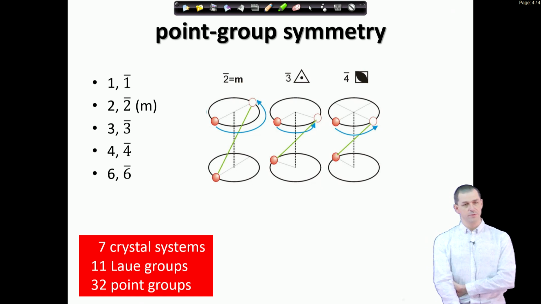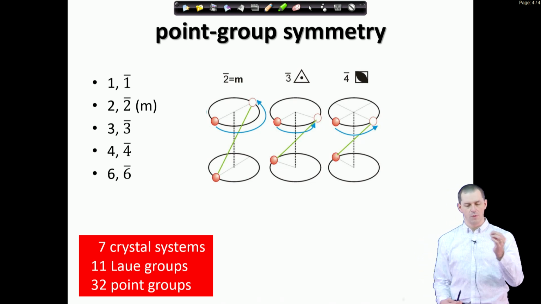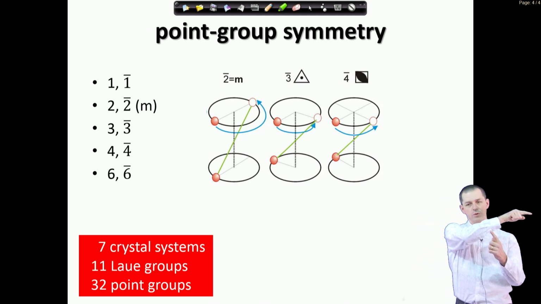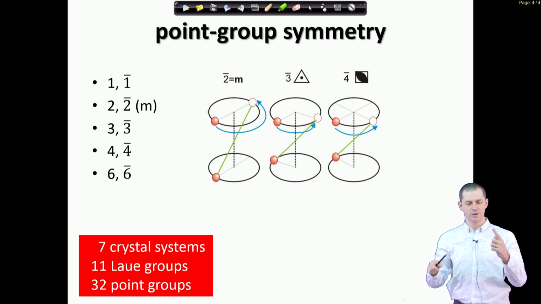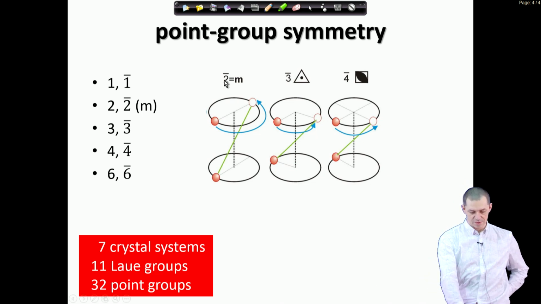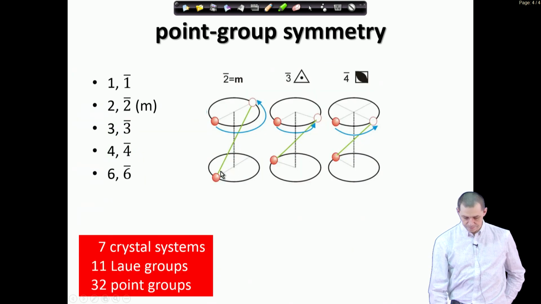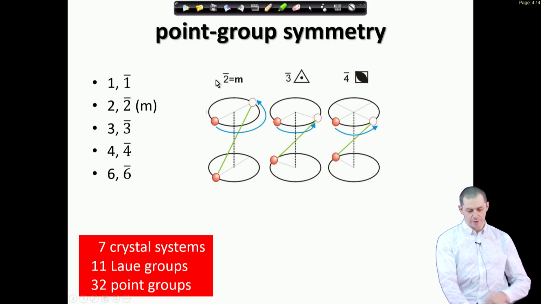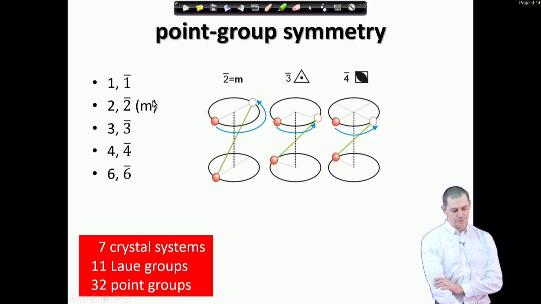So, these 5 possible rotations can be combined with inversion around the center of the coordinate system. You may take, for example, the 2-fold axis, so that's a rotation by 180 degrees, and then apply inversion across the origin of the coordinate system, and you obtain, like in this picture, this point. This is denoted as 2 bar. It's rotation combined with inversion. And you see that in this case, this is actually the same as taking a mirror perpendicular to the rotation axis. So 2 bar is usually not denoted 2 bar, it's denoted M, as for mirror.